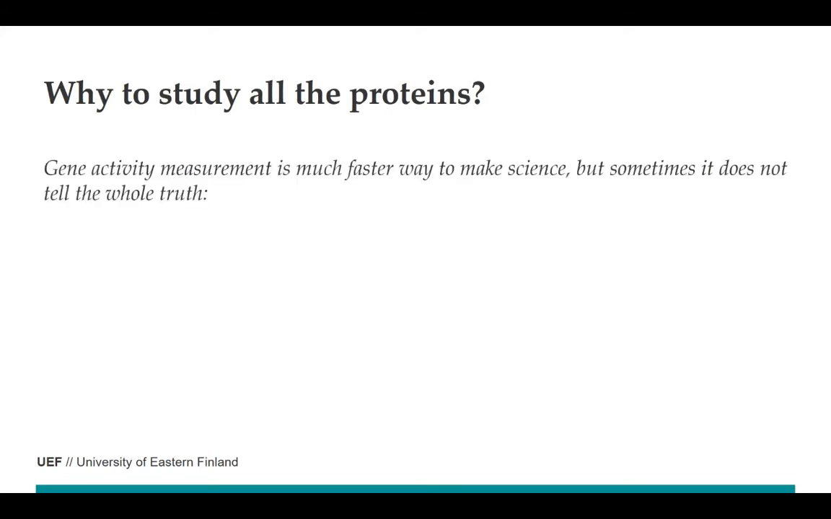Well, because we have nucleotide-based methods that are very efficient and quite cheap. So we can measure the activity of a single gene with real-time PCR, or we can check the activity of 1,000 genes with these gene chips. They are a fast way to make science, but sometimes they're not giving you the right answer or not the whole truth. And we already know why it's so.